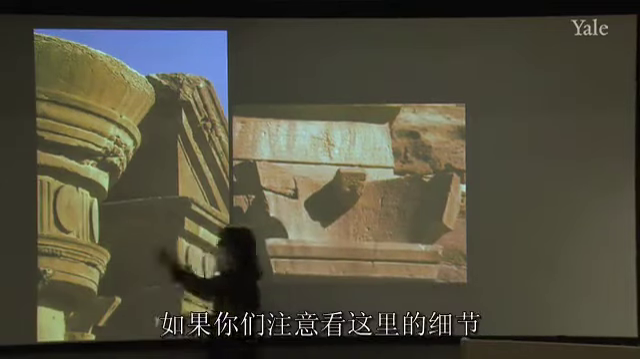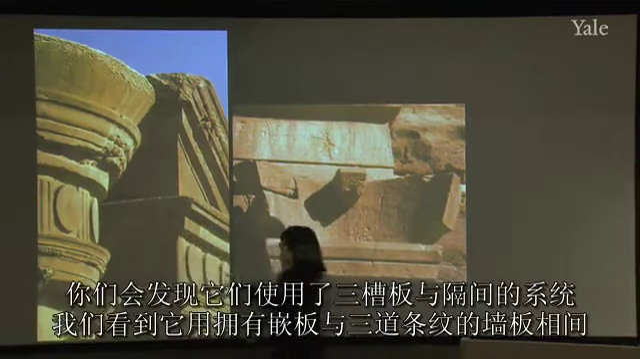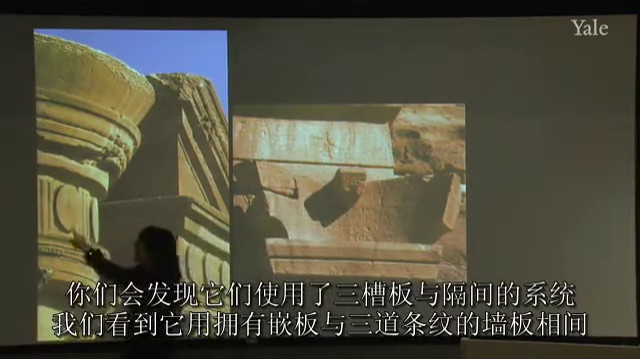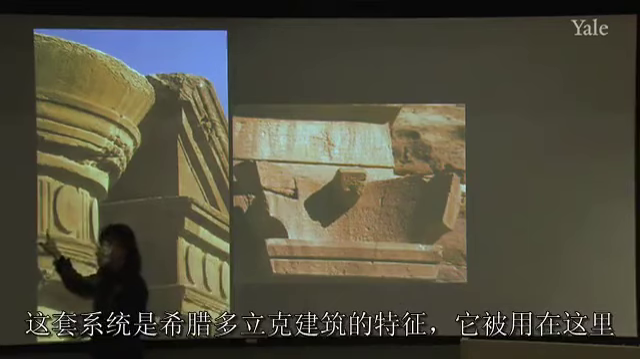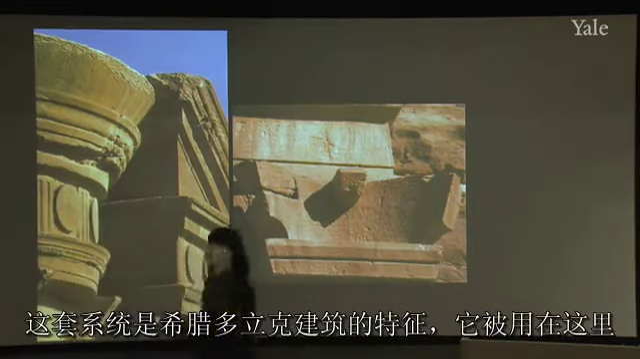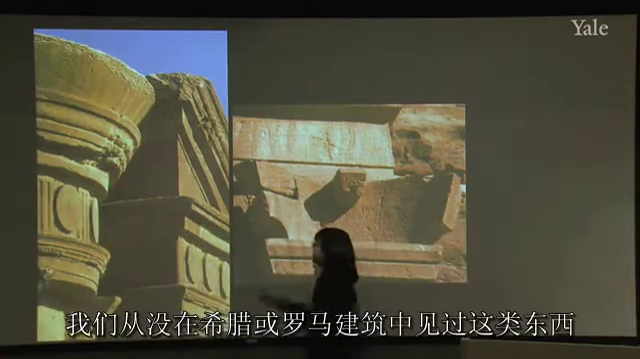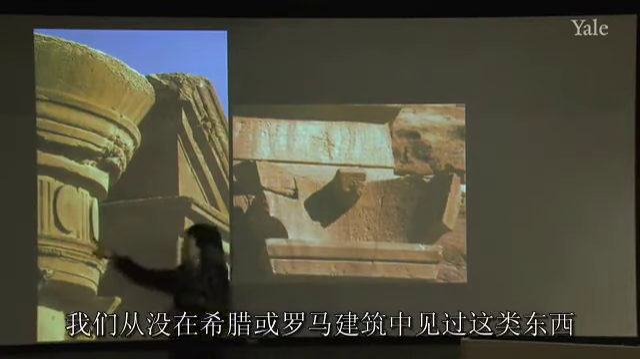And then if you look at this detail over here, you will see that they've used a kind of triglyph and metope system with the panels and then the triple striated bands that we saw was characteristic of Greek Doric architecture. That's used here, but look at what's in the metope. We don't see anything like this in Greek or Roman architecture.